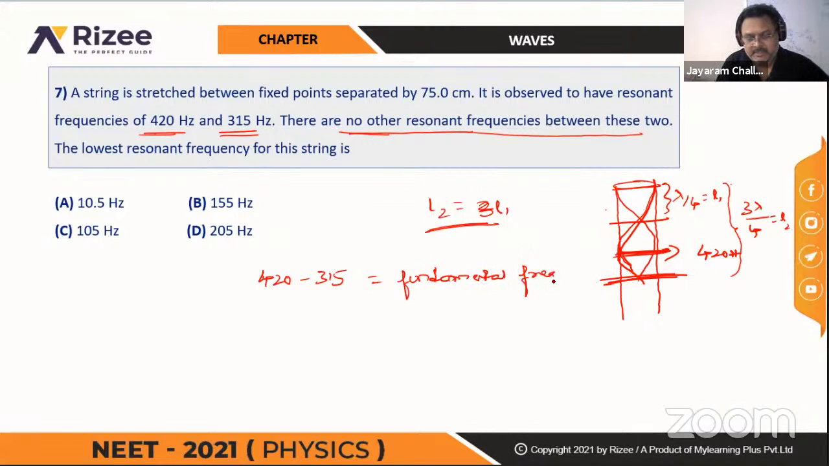Fundamental frequency. So what is the difference between these two things? It is 420 minus 315. This will be the 105 hertz. This should be your fundamental frequency. Great. Next one, question number 8.